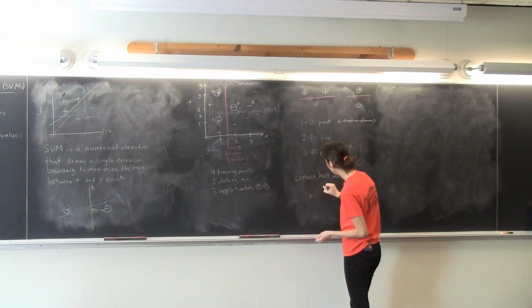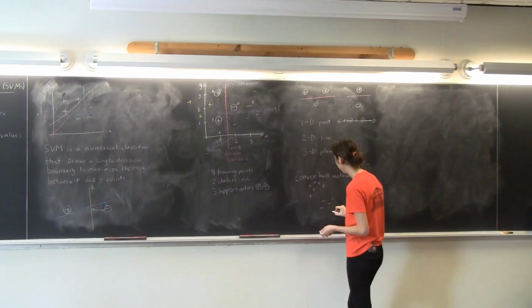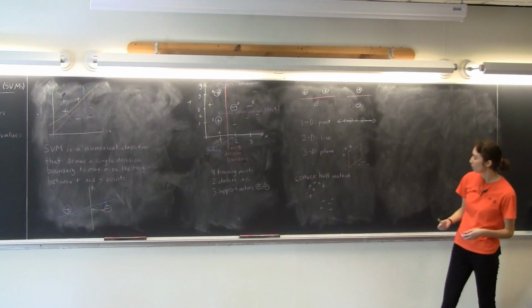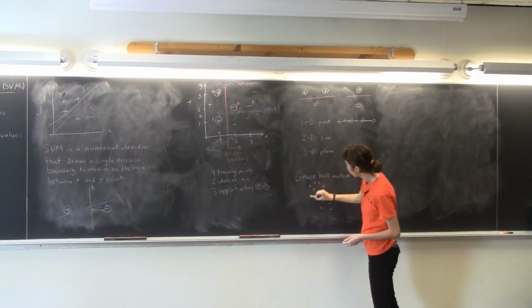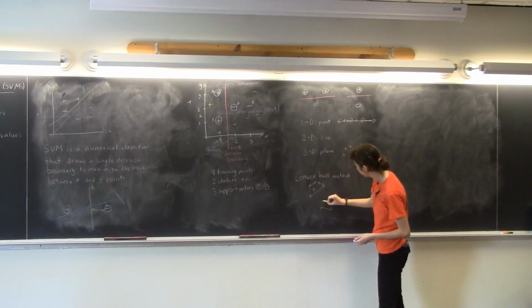What we're going to do is start with some data. Maybe there's some pluses, and there's some minuses. We'll pretend that we're stretching a rubber band around the plus points and another rubber band around the minus points. Then that'll give us shapes that look like this.